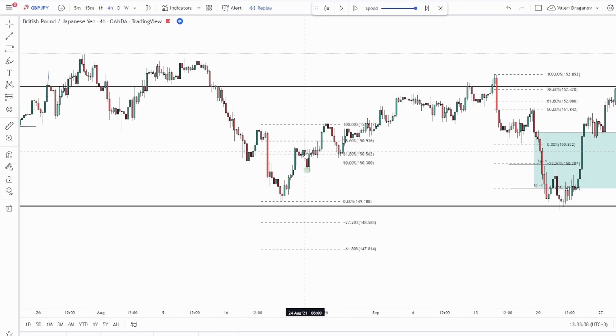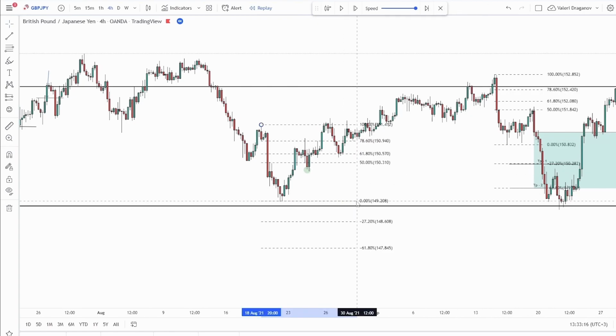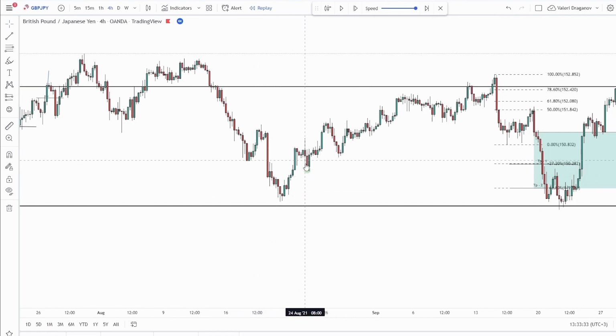And here you can see some manipulation maybe happened, but the price reaches the 78.6 level. And that tells us that maybe this downward movement is over and we're gonna wait for a new impulse upwards. Okay, now we're gonna erase it, and you can see here a new impulse wave upwards has been formed.